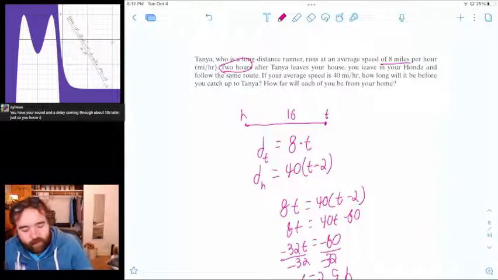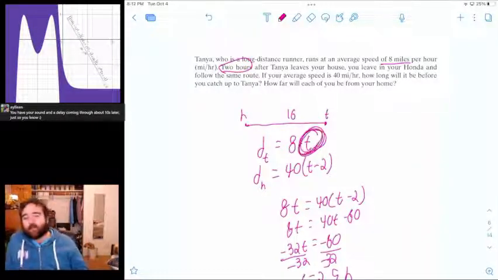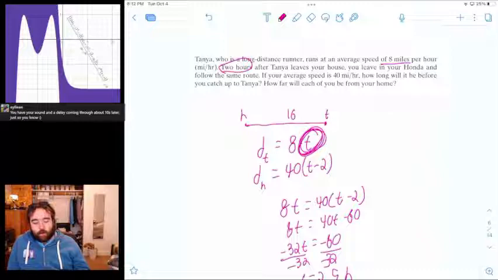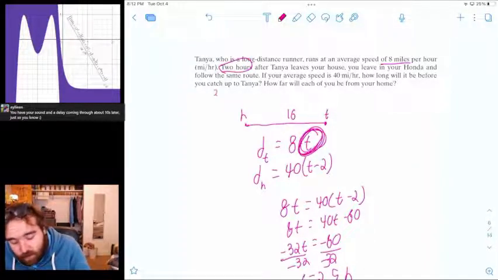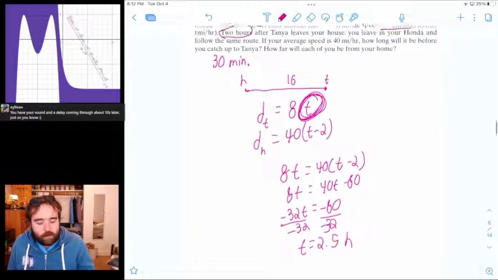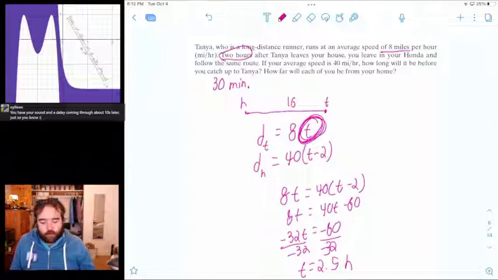So think about how we set up our t. Our t was the time that Tanya went. So to answer this question really, how long will it be before you catch up to Tanya? It'll only be half an hour. It'll be 30 minutes. Because that 2 hours has already passed before you even leave.